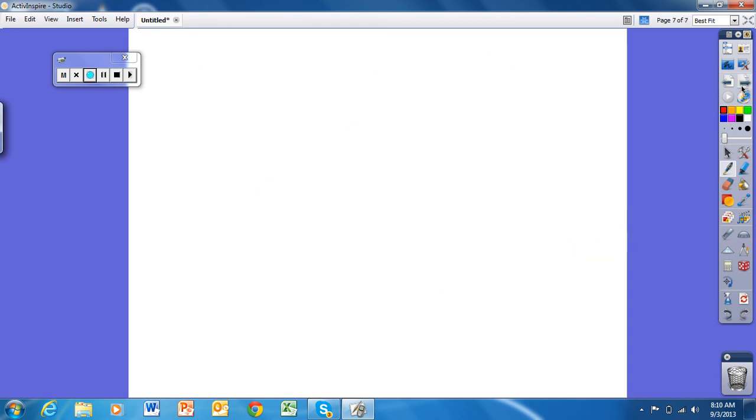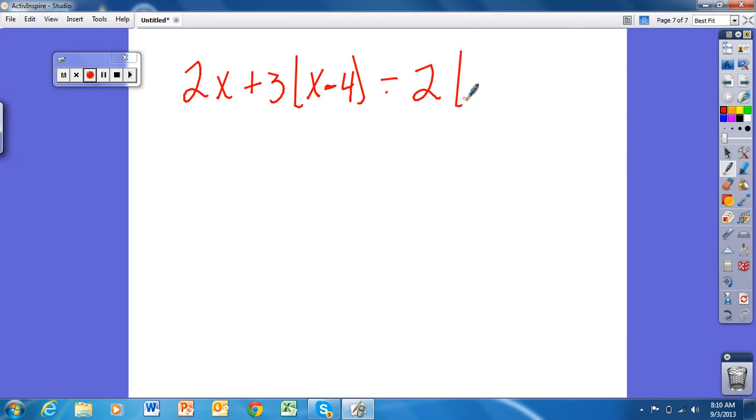Okay, try this one. 2x plus 3 times x minus 4 equals 2 times 2x minus 6 plus x. This is an equal sign. I'm having a lot of trouble making equal signs. Again, pause the video and solve.